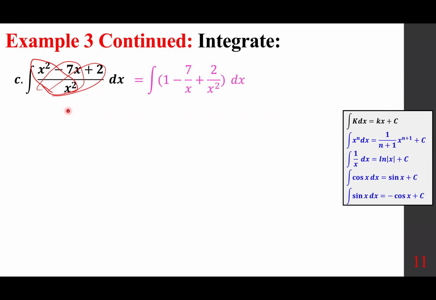Now, what else do we do? And that's important to understand.